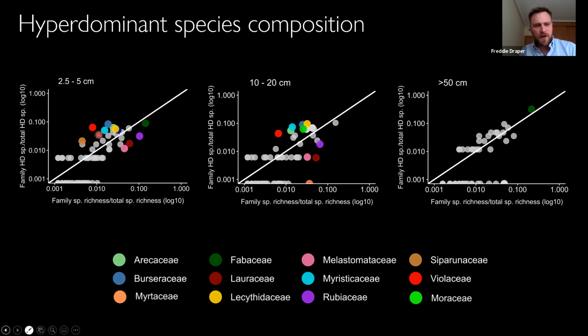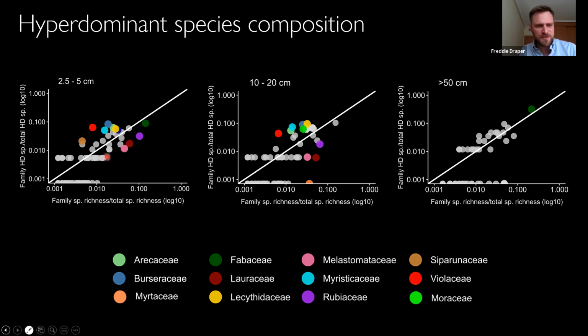And then each point here represents a family. The question that we're asking here is, does the richness of that family dictate the number of hyperdominant species that we find within it? So families that have lots and lots of species, do they also have lots of hyperdominant species? That makes sense. If you have a very species-rich family, would we expect that to dictate the number of hyperdominant species within that family?